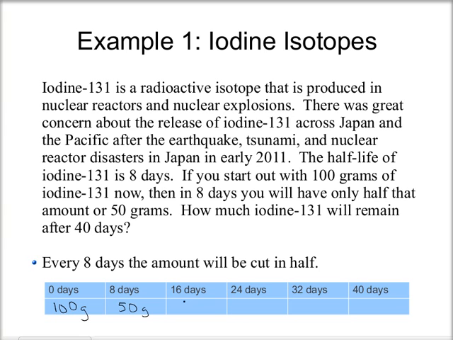8 days later is 16 days, and I'll have half of 50, which is 25 grams. 24 days is 8 days after that, and I'll have half of 25, which is 12.5 grams. Another 8 days takes me to 32 days. I'll have half of 12.5, which is 6.25 grams. And then finally I get to 40 days, which is what I'm interested in.